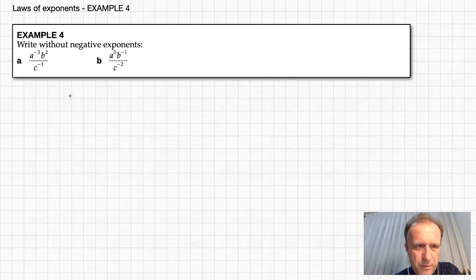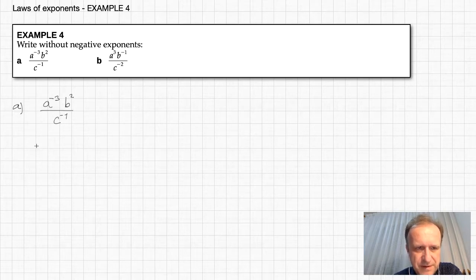Example 4. Write without negative exponents. Okay, so first example, a to the power of negative 3 times b to the power of 2 divided by c to the power of negative 1.